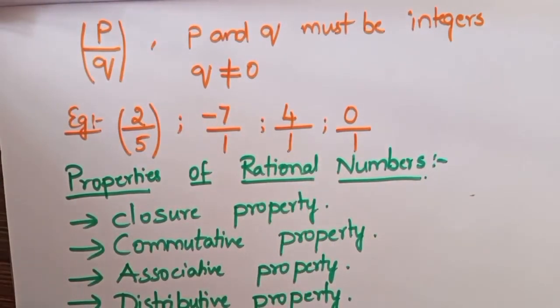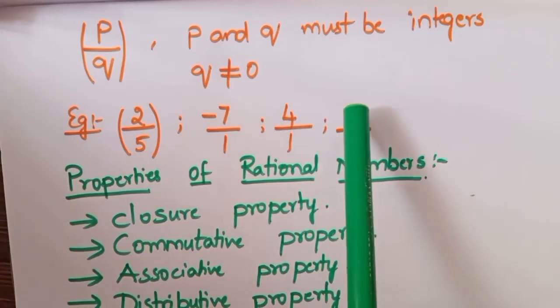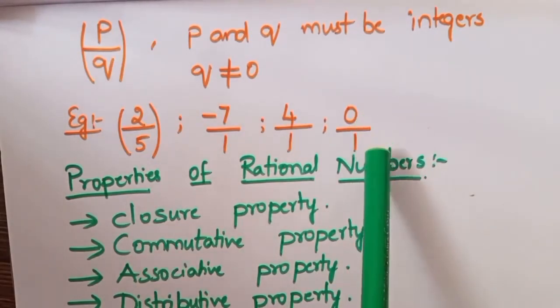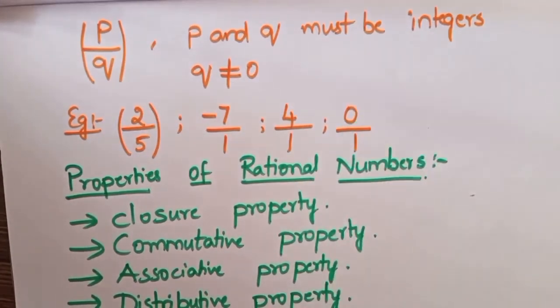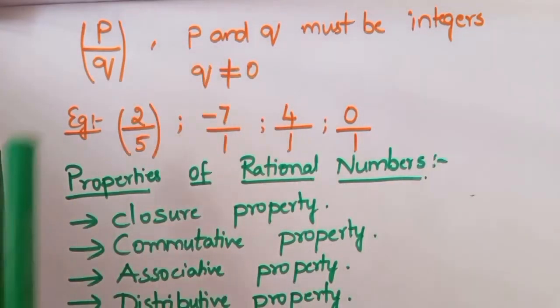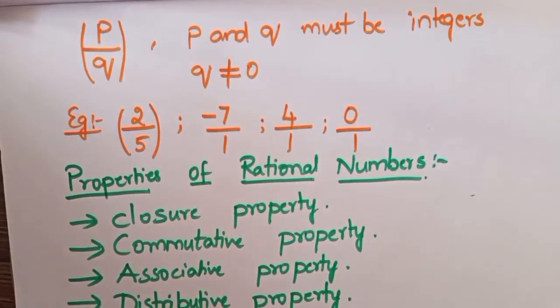Can we call 0 also a rational number? Yes, because 0 can be written as 0 by 1. So including 0, all the positive numbers, negative numbers, everything will come under the set of rational numbers.